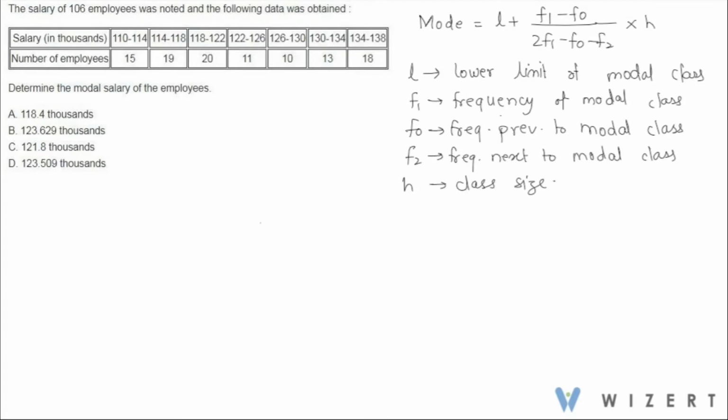So let's see, the modal class is the class which has the highest frequency. Therefore, the modal class is 118 to 122, which has a frequency F1 of 20. That is, the number of employees is 20 there. Now let's simply put the values here.